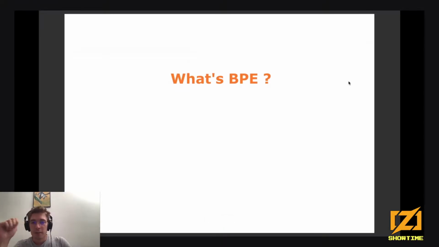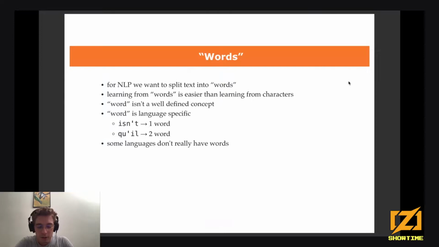So first, what's byte pair encoding? When you work with text, the first thing you want to do is split it into words, mostly because words convey a lot of information, and training a neural network for any task would be far easier if you start from words instead of starting from characters or bytes. The problem, of course, is that a word isn't a well-defined concept. It's language specific. For instance, "isn't" in English is often considered by most tokenizers as one word.